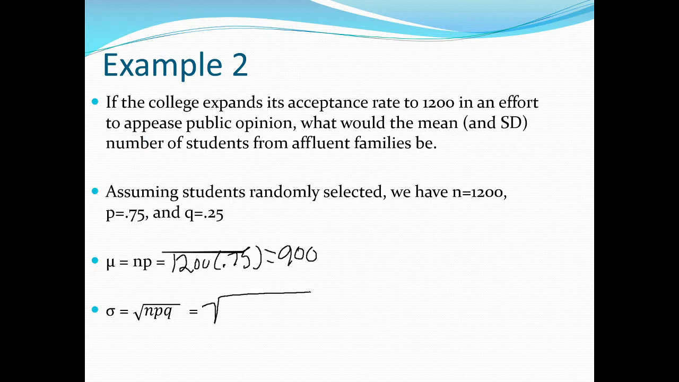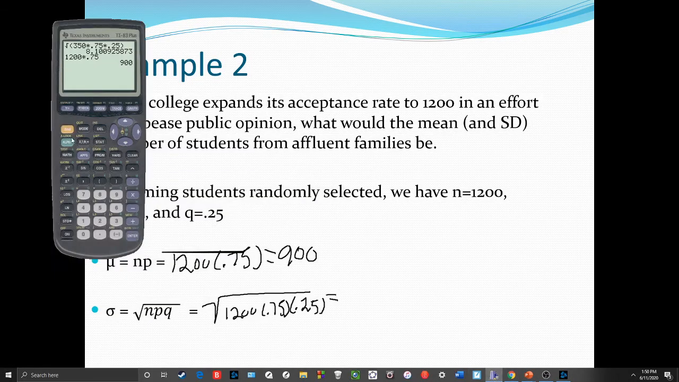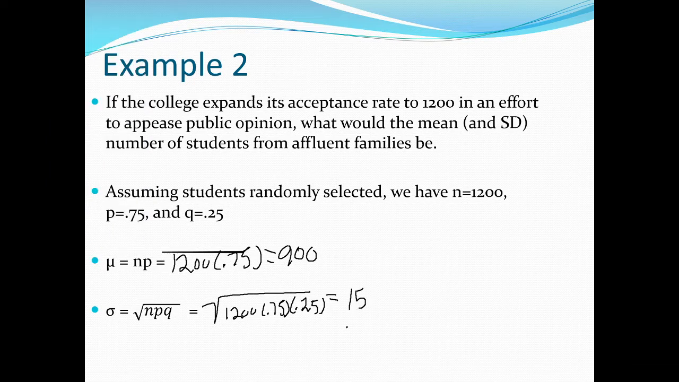And if we want the deviation, kind of like the plus minus bit, we'd simply take 1,200 times P times Q. Remember, Q is simply 1 minus P. It's the chance of failure. So if we have a 75% chance of success, that means we have a 25% chance of failure, or failure rate, I should say. And so we plug that in here instead of 350, and we end up with 15. So 900, give or take 15 students, would be from affluent families we'd expect.